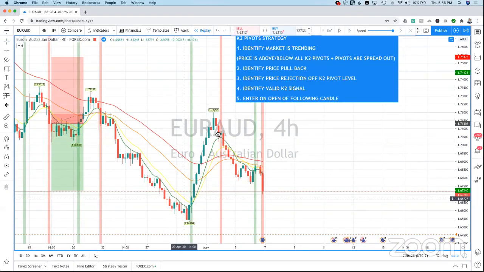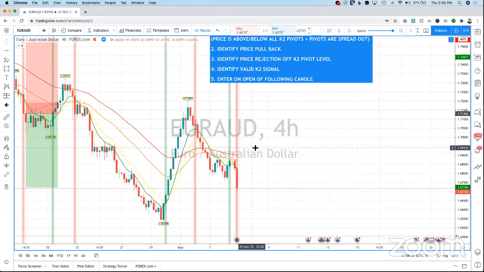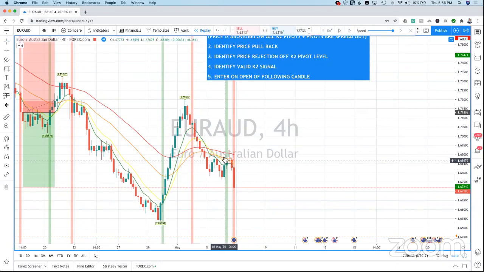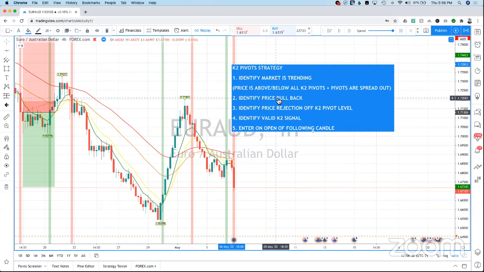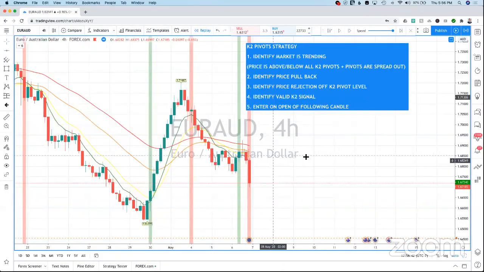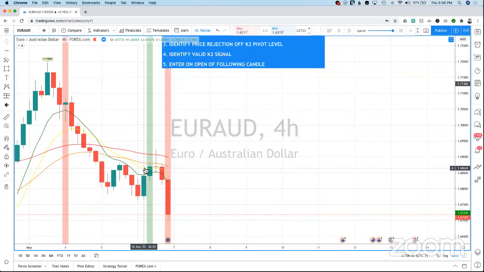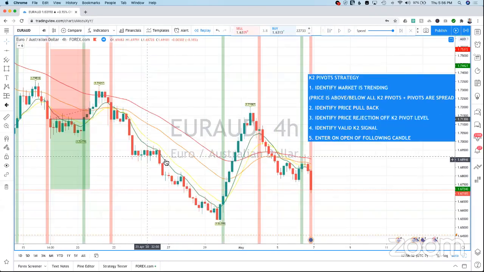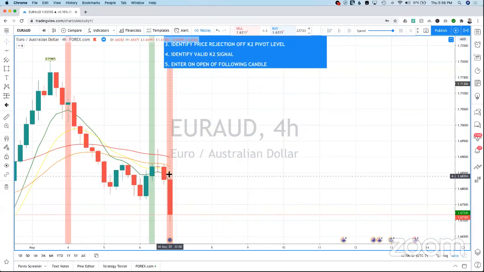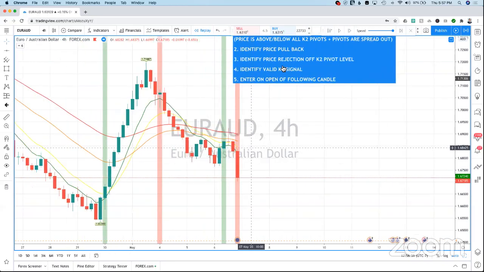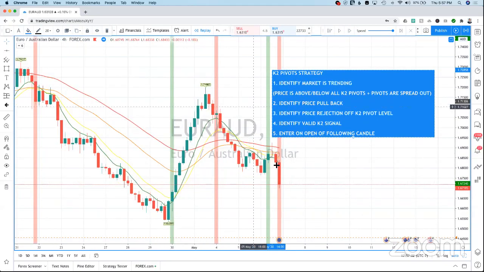Again, right here, price came up, price came down. It started a new trend right here, because you can see price came down, and then the pivots spread out. So the first requirement: price is below all K2 pivots, and the pivots are spread out. Although it looks a little messy right here, if you zoom in, it's not very messy, because they're clean: it's level 1, level 2, level 3, and level 4. From far away it looks messy, but up close it's pretty clean. There's enough space in between each pivot. So right here, we identified that the market is trending downwards.